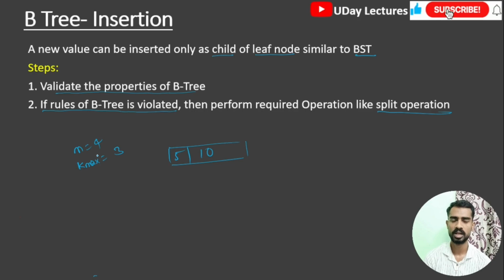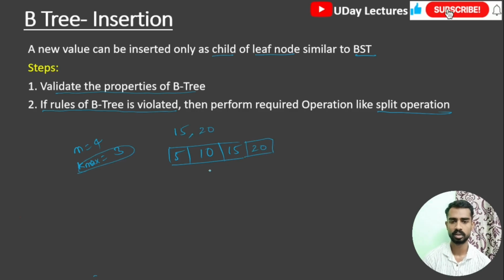Here, let us say I'm asking to insert a new element, 15. We will be checking the maximum number of keys. The maximum number of keys here is 3, so I don't have to worry about anything. It is still following the properties of the B-Tree. So let us take one more element to insert. Let us say 20. So what happens now? We have more than the maximum number of key values that are allowed in a particular node in a B-Tree.